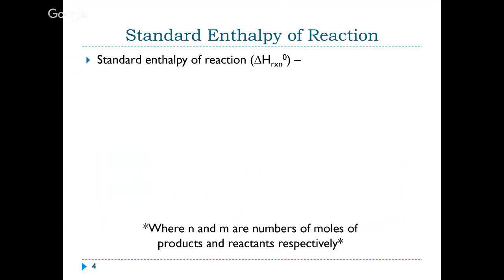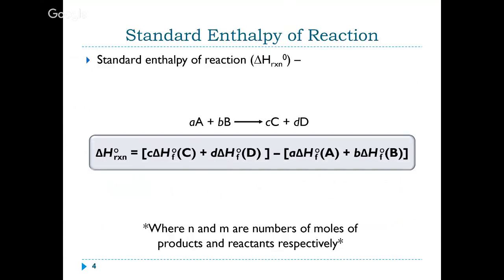So we can use standard enthalpies of formation to find standard enthalpies of reactions. RXN stands for reaction. We have our naught symbol, which once again means we're in standard state, so 25 degrees Celsius, 1 atmosphere of pressure. So looking at a generic balanced equation here, with coefficients being our little letters and our big letters being our compounds, what we look at is taking the sum of the enthalpies of formation of our products, and then we subtract out the sum of the enthalpies of formation of our reactants.